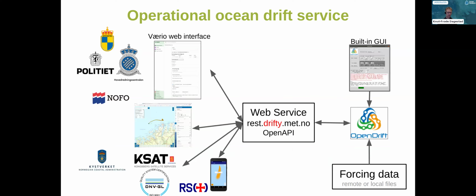This schematic is showing how the service works. Starting at the right, you see again the OpenDrift tool, which is open source Python that anyone can download and use. It doesn't itself contain any forcing data, which is typically currents and winds or waves. But at the lower right, you can see that you need to ingest forcing data that can be either local files that you have or remote data. And this is where Copernicus comes in. That's one of the main data sources that we use for our forecast.